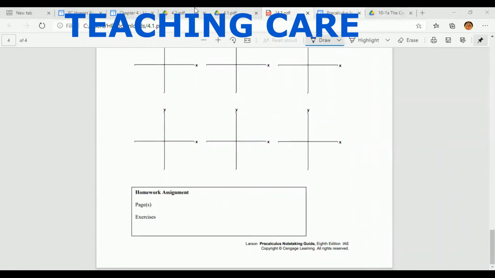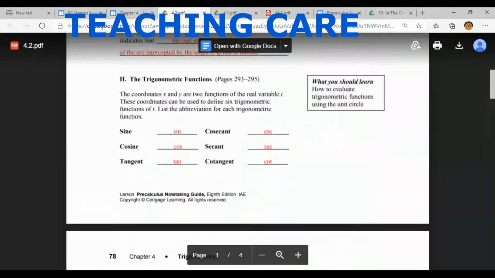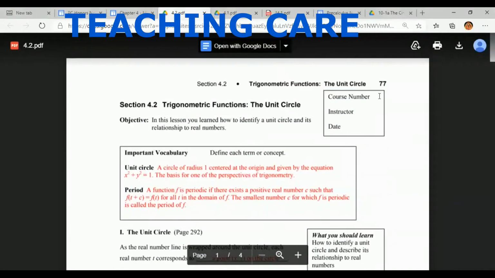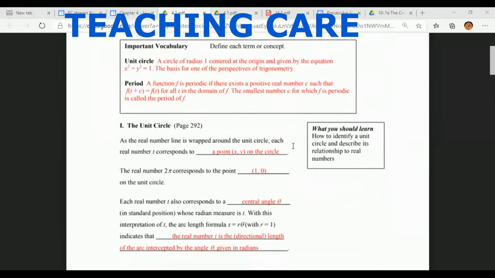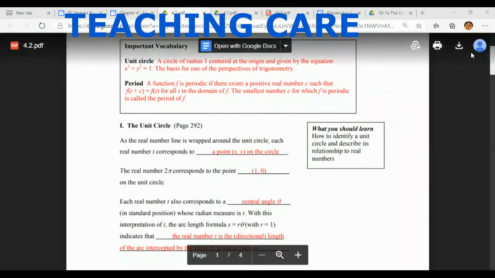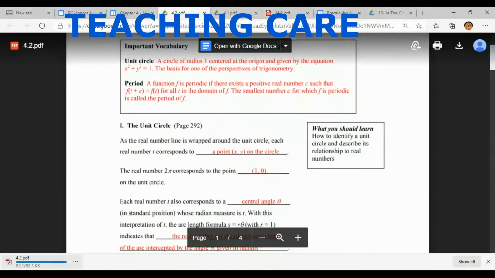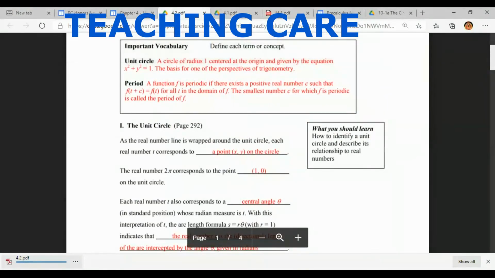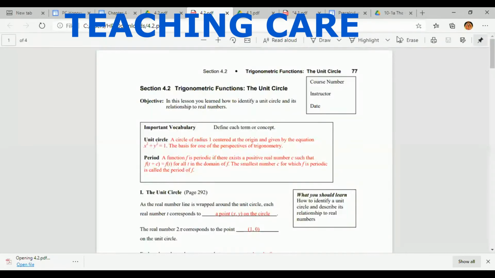Let me take the next one. I'll give the introduction for 4.2 also, then we will move on to the book exercises. So first, coming to the definition of a unit circle. Just 1 second, I'll download this. One second, Josh. I'm just opening it.